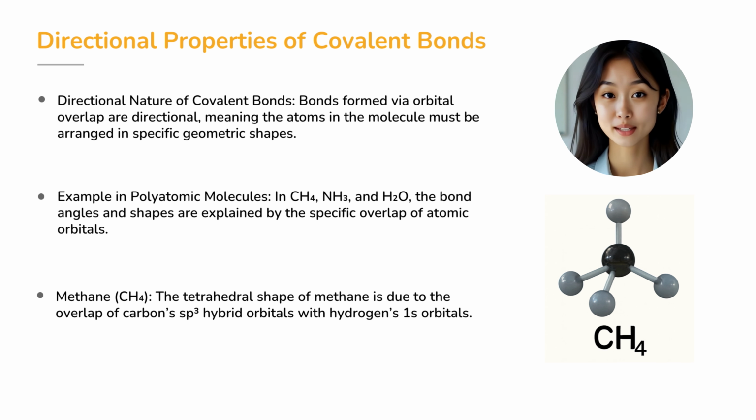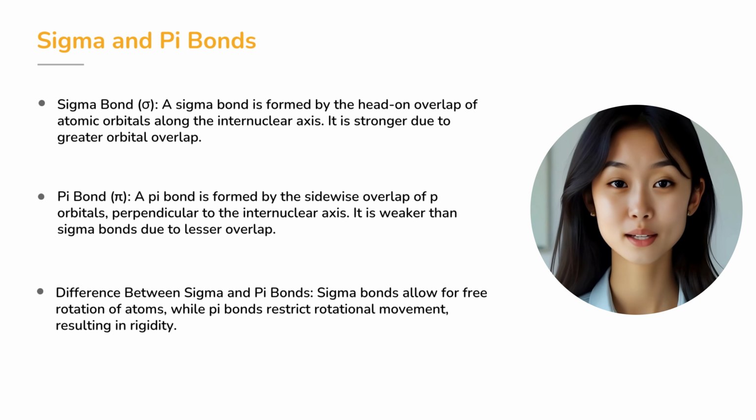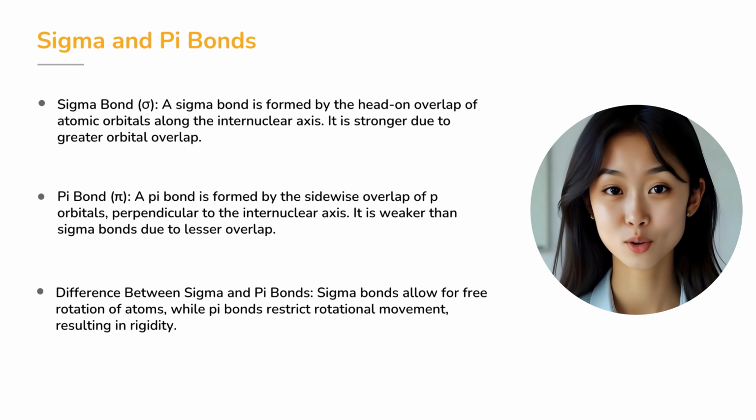But here's the catch. The bond angles in methane aren't just random. They are tetrahedral, with bond angles of 109.5 degrees. This tetrahedral shape is the result of the specific overlap of carbon's sp3 hybrid orbitals with the 1s orbitals of hydrogen. The directionality of the bonds in CH4 is what gives it its unique geometry. So, valence bond theory doesn't just explain how atoms bond, it also tells us why molecules have the shapes they do.